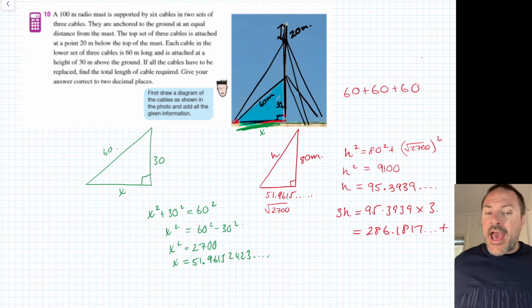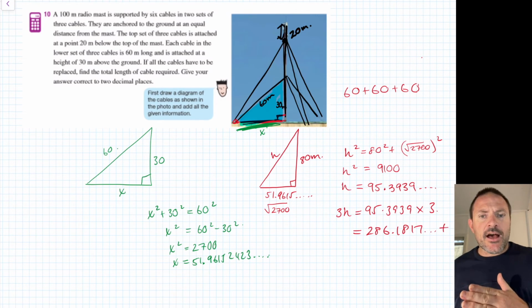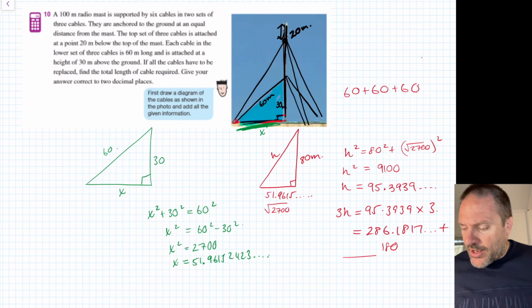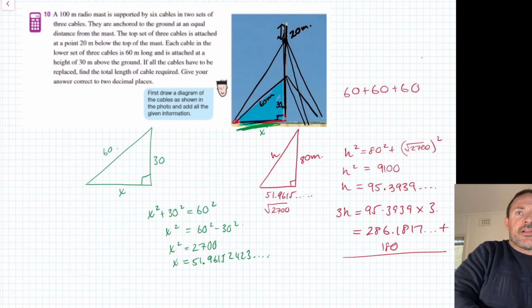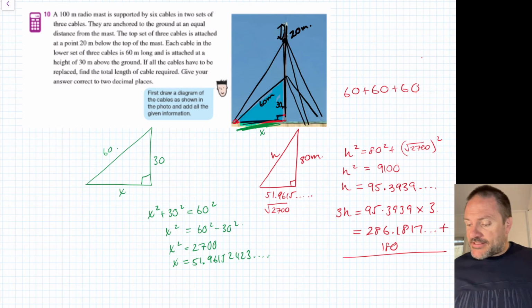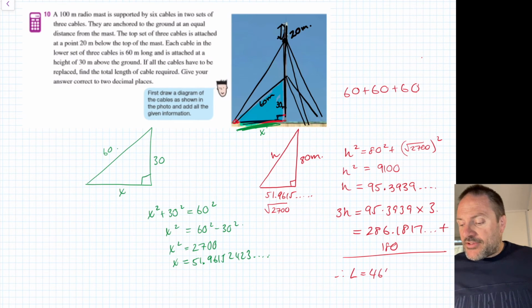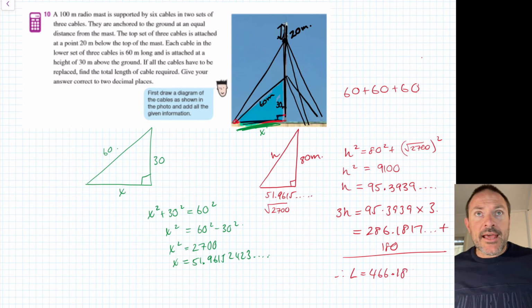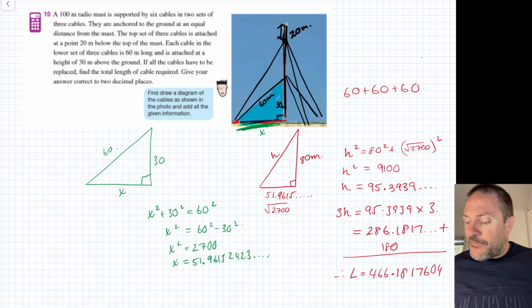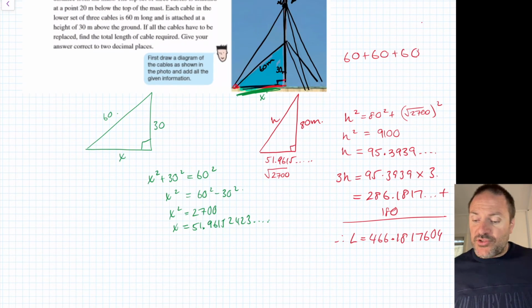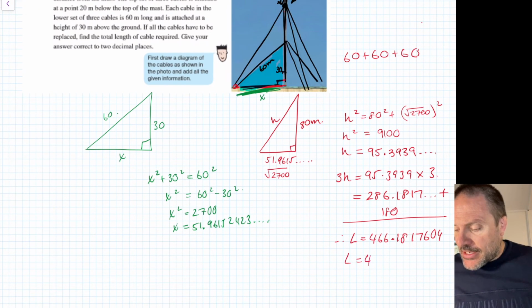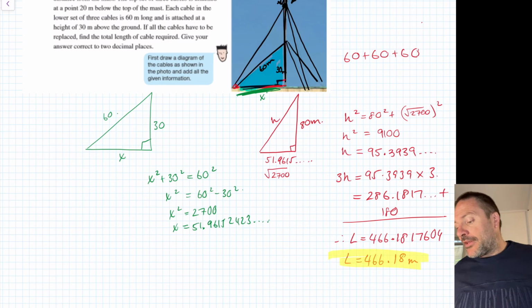286.1817... I'm going to add on, what 3 times 60s are 180, is that right? I'm going to add that all together. I'm going to press plus 180. And finally, when I get my answer, the length is going to be 466.1817604. Now I can round to the 2 decimal places. Length equals 466.18, and that's meters. And that is my final answer.